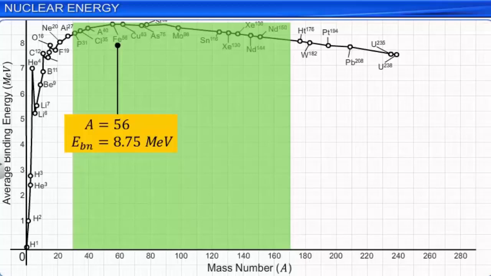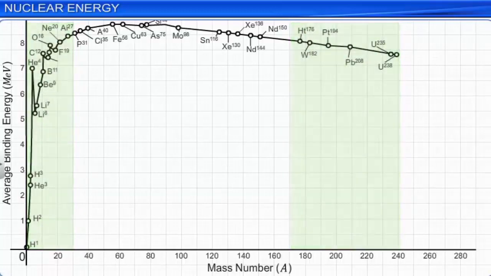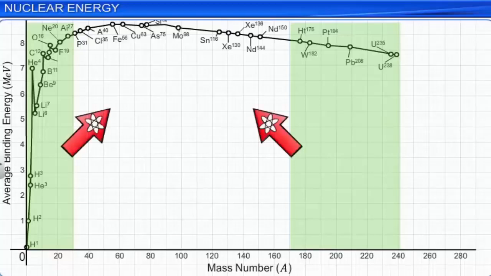From the same curve, we observe that the nuclei with mass number less than 30 and greater than 170 have lower binding energy per nucleon. This implies that when tightly bound nuclei transform into relatively less tightly bound nuclei, when such nuclear transformations occur, an enormous amount of nuclear energy is released, as in the case of nuclear fission or nuclear fusion, which you will learn in detail later.